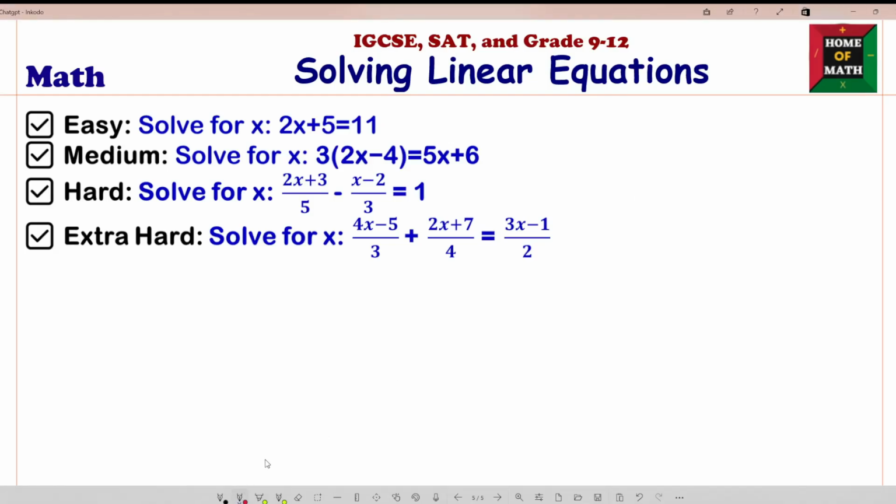Today we are solving 4 linear equations from easy to extra hard. Can you solve them? Let's find out. Drop your answer in the comments. Let's go. First, easy.